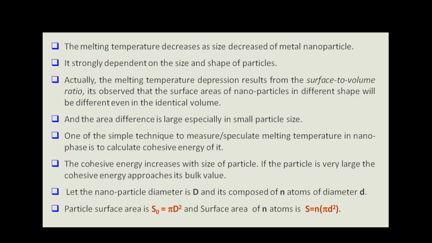Instead of 2r, D is equal to 2r and that will be squared. That is the surface area of the n atoms within that. So S is the area of the particle, and this is the area of an atom within the particle, and if n such atoms are there, then the total surface area of this whole n number of atoms would again be equal to S.